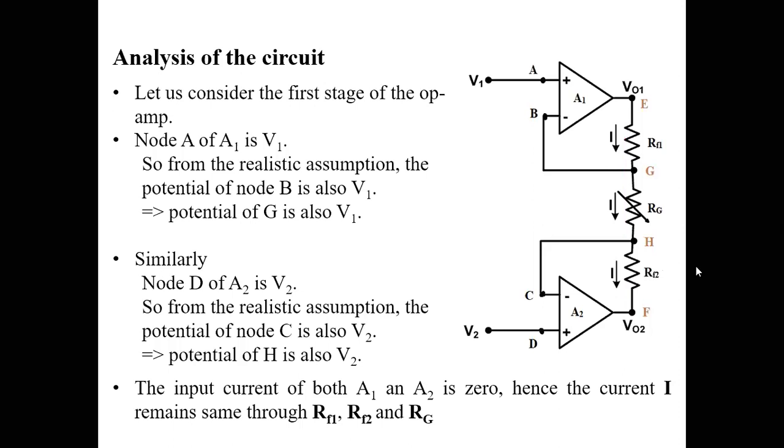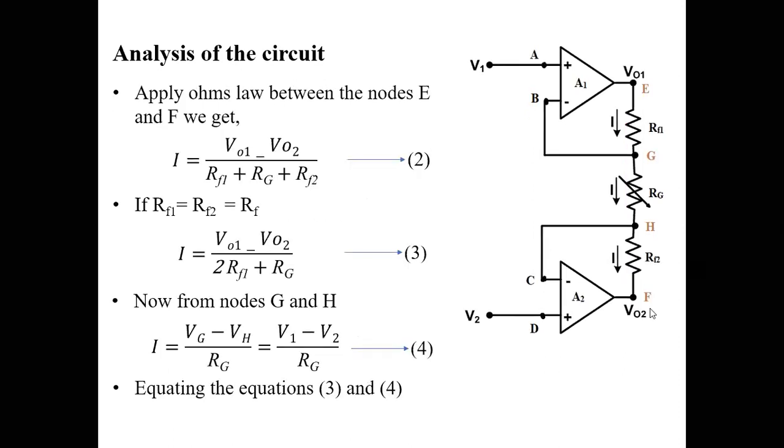And now let us see, applying Ohm's law from E to F. So I is equal to V01 minus V02 by the total resistance RF1, RG and RF2. Now let us consider RF1 and RF2 equal to RF, and therefore we have V01 minus V02 by 2RF plus RG.